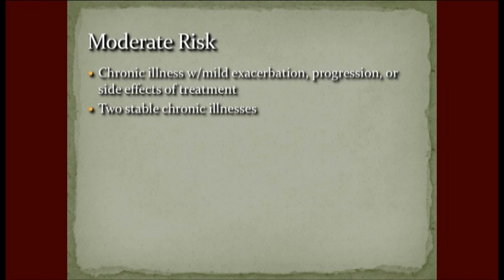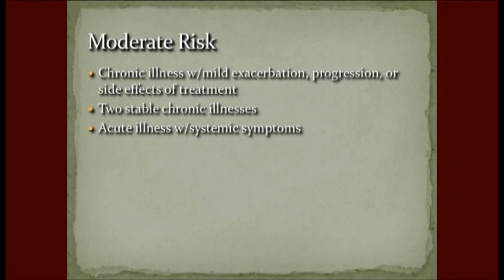Because a level 3 looks like a stable chronic illness. If they have 2 stable chronic illnesses, that's a 4. You're saying, well, shoot, I don't have anybody with only 2 stable chronic illnesses. All my patients have 12 stable chronic. Okay. This is a 4, though. 2 stable chronic illnesses. If they have an acute illness with systemic symptoms, what are systemic symptoms? Fever, vomiting, diarrhea, weight loss, weight gain, sweats, chills. You know what systemic symptoms are. Acute illness with systemic symptoms make them a 4, make them a moderate risk patient.